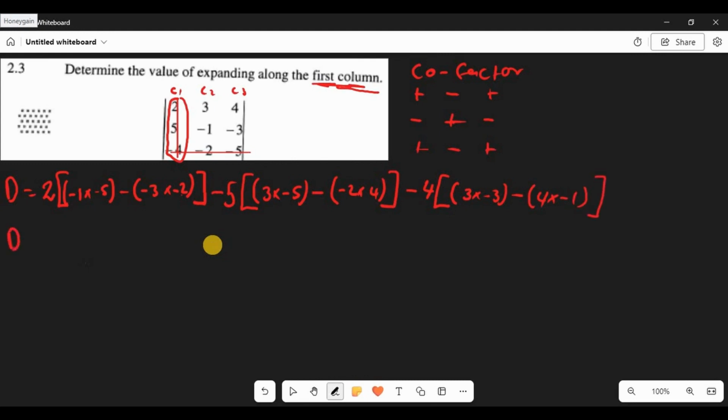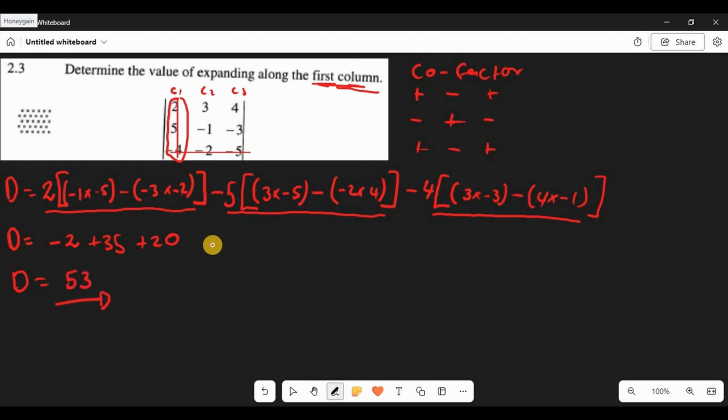So our determinants here, if you put all this on the calculator, it should give you negative 2. Now if you put this one on the calculator, it should give you positive 35. And then if you put this one here on the calculator, that's going to be positive 20. Right, so when you find the determinant here, your answer here is gonna be 53. So this was not difficult, it was just a bit tricky if you didn't understand what was happening here. But basically, this is how you calculate this question here.